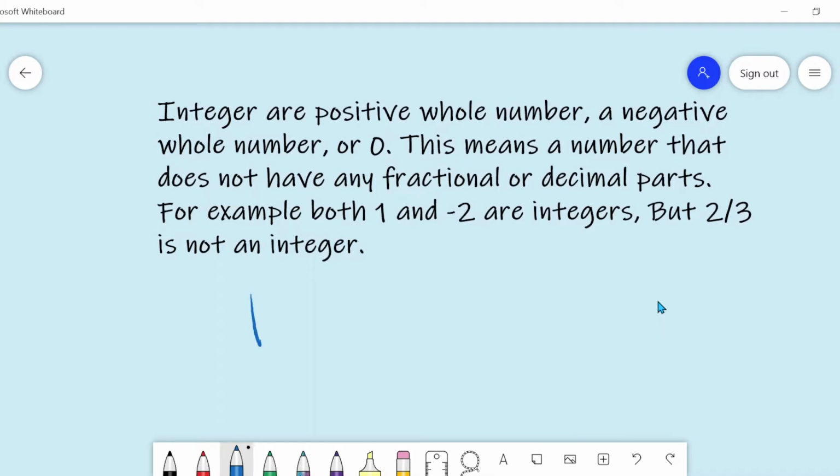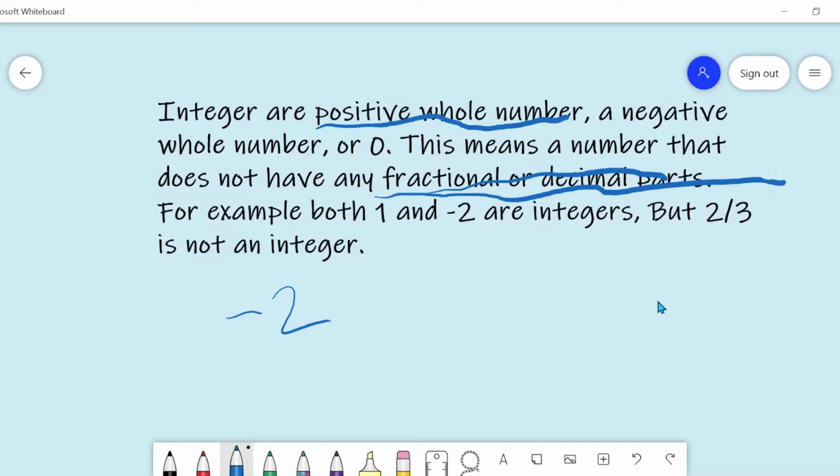So if we read the definition of integers, it says that a positive whole number that does not have any fractional or decimal parts is an integer. So 1 does not have any fractional or decimal parts, and is a positive whole number. So this is an integer. Now let's take -2. This is also an integer because it does not have any fractional or decimal parts, and it is a negative whole number. So this is also an integer.